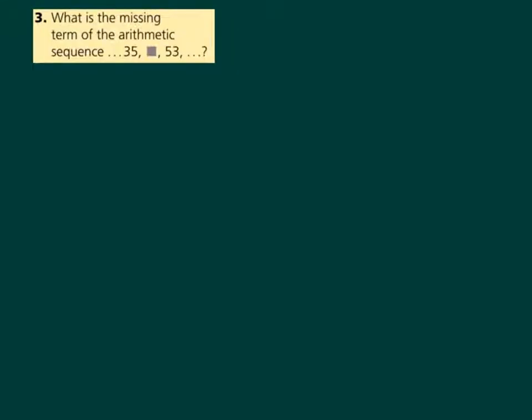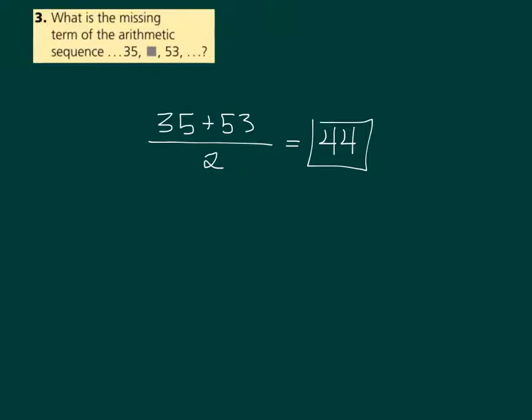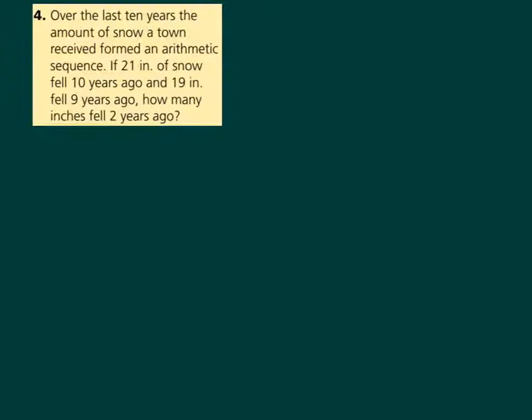Here, similar to the problem we just did, except that now instead of finding the two arithmetic means, we want to find just the one arithmetic mean between 35 and 53. You could go through the process we did on the previous problem, or you could find the one arithmetic mean between 35 and 53 by taking their average, which is the arithmetic mean. Neat.